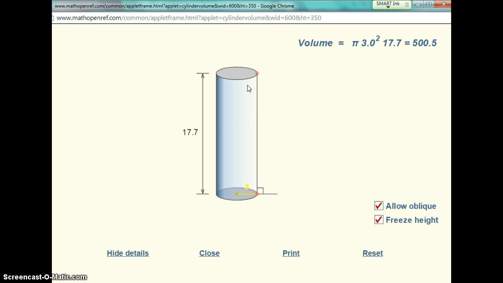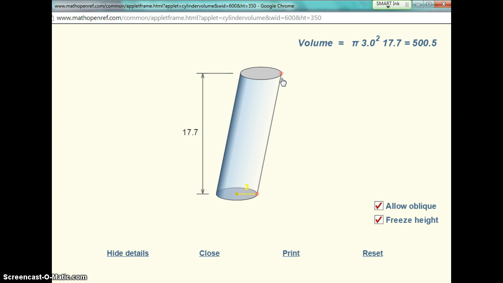Just because I have an object, a cylinder shape, or even a cone, or a rectangular prism, just because I tilt it, kind of like the Leaning Tower of Pisa, right? The building originally looked like this, and then over time went kind of tilted. The volume of that shape is still going to be the same regardless of how it's tilted.